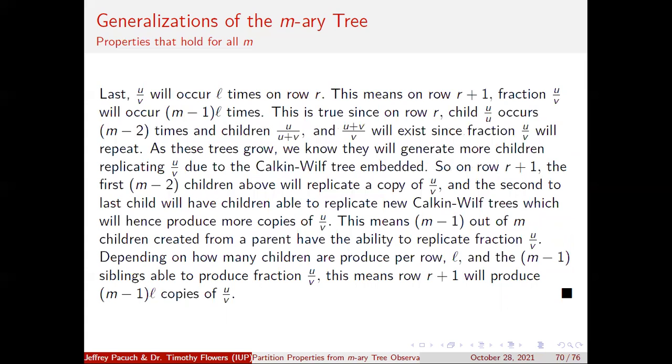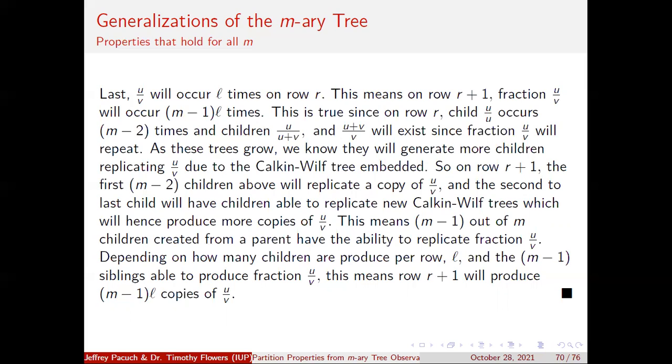And then the last observation will be, well, if it occurs exactly once the first time, m-2 times on the next following row, then after that it will occur m-1 times the previous row. And how do I prove that true? Well, I look at the definition again. U over u will occur m-2 number of times. But then if we recall that second to last child, u over u plus v, from that fraction u over v, then that fraction will be able to produce more u over u's.